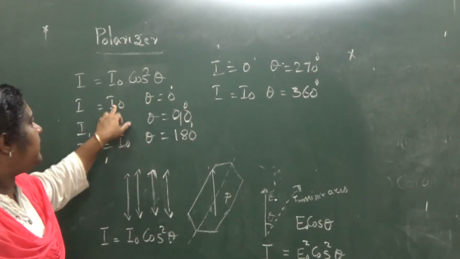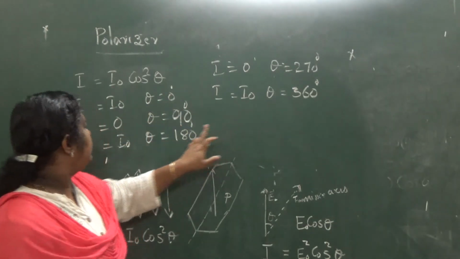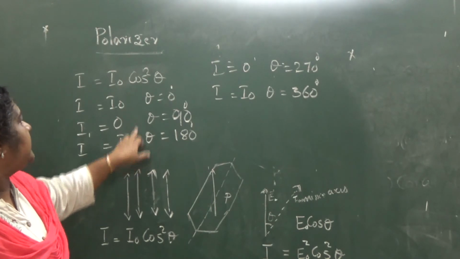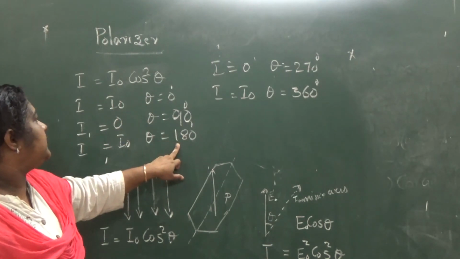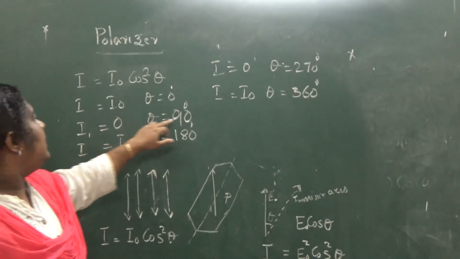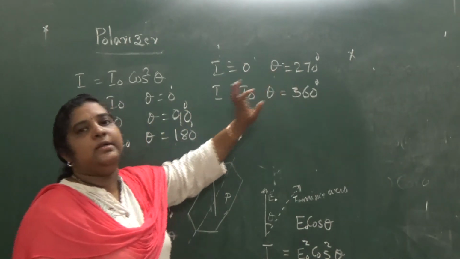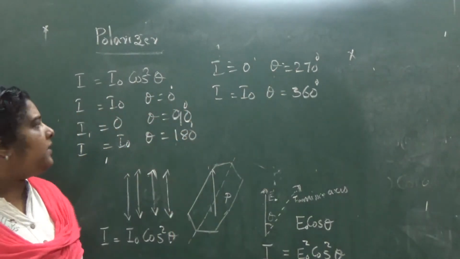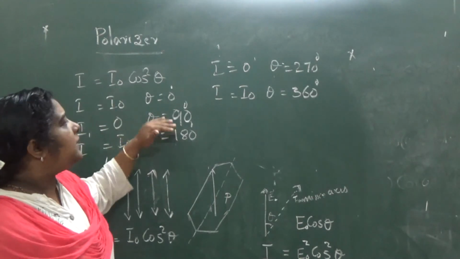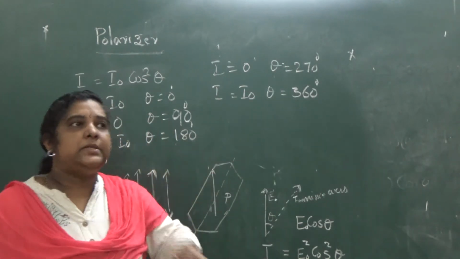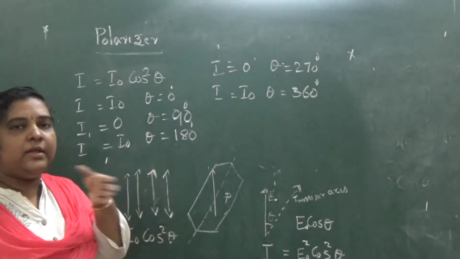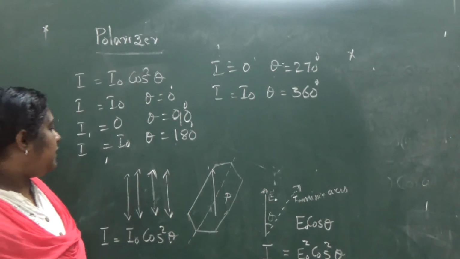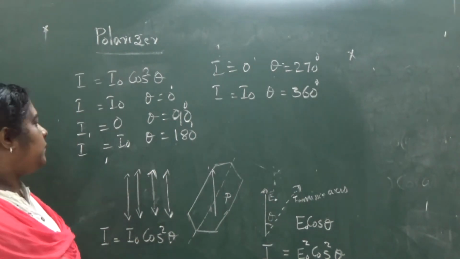It is maximum at 0 degree and 180 degree. At the same time, 90 degree and 270 degree it is minimum. 360 degree and 0 degree are the same position. So you will get two times our intensity will be 0. Theoretically it becomes completely dark, means 0. There won't be any light after passing through the polarizer.